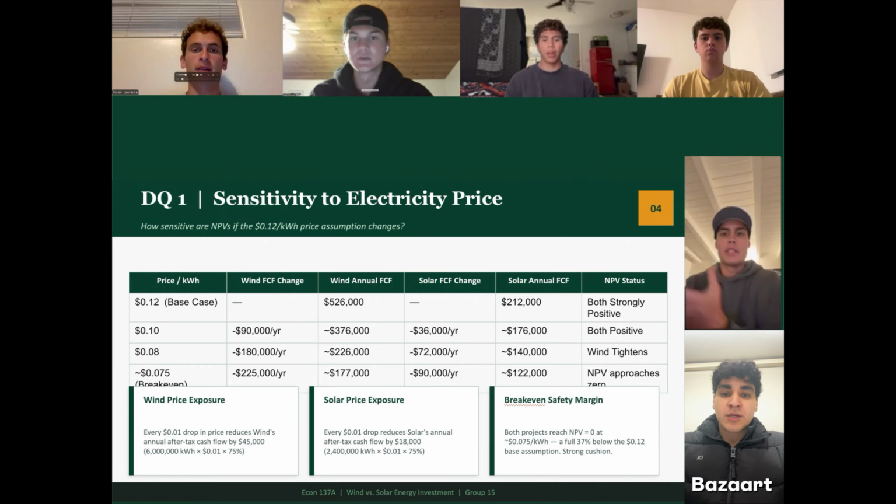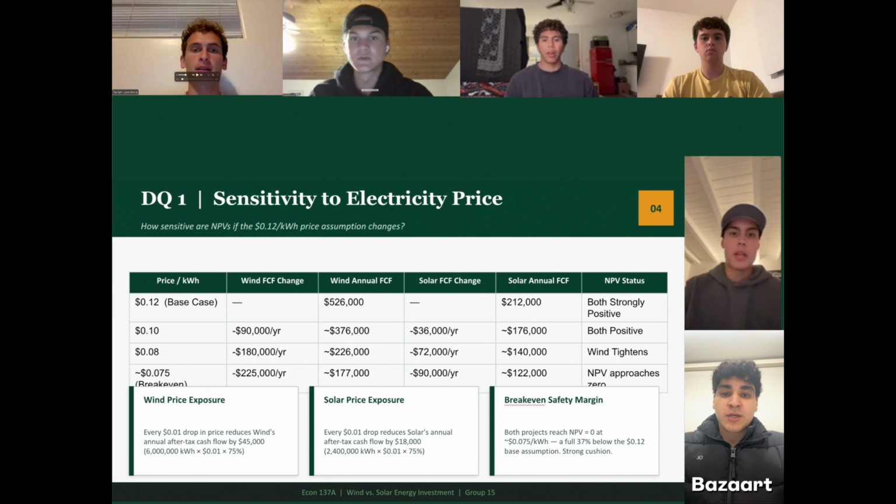The main reason is scale. The wind system generates around 6 million kilowatt hours per year, so even a small change in price has a big impact in dollar terms. For solar, the effect is smaller but still meaningful. A 1 cent decrease lowers annual after-tax cash flow by about $18,000, which is roughly 40% of wind's exposure. That difference makes sense because solar produces about 2.4 million kilowatt hours annually, which is much less electricity overall.